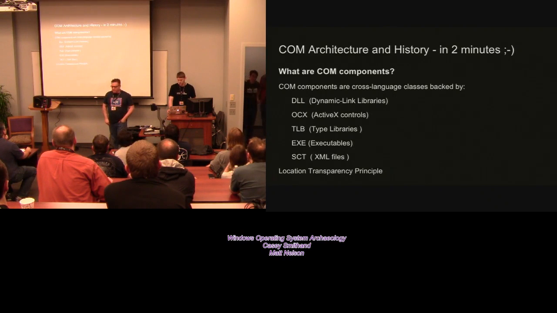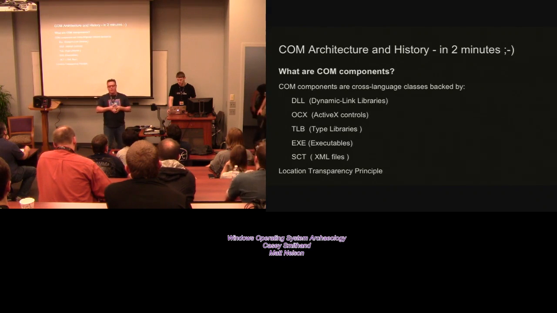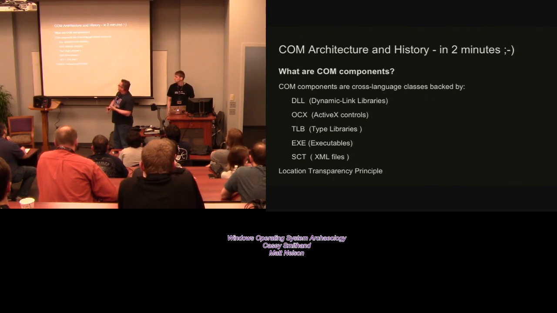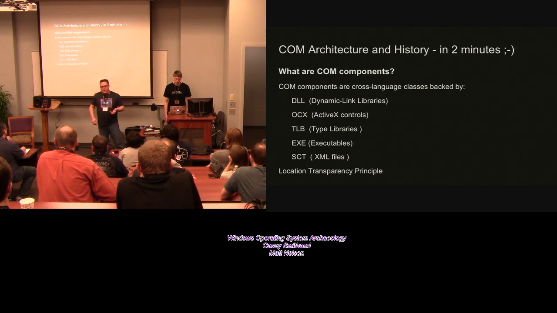So, a really brief history of COM: how these objects exist in Windows. There are a number of file extensions. Some of these you've probably heard of, others may be new to you. You essentially have DLLs, OCX, type libraries, executable files. And recently there's a file type that we've been working with called SCT files.